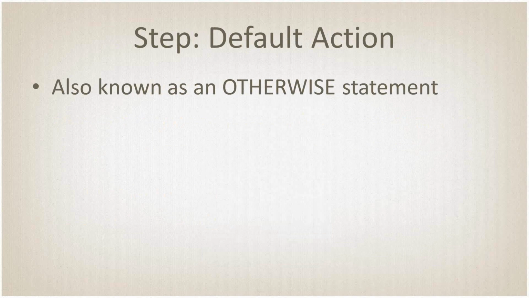Then there's a default action, which is like the final else. So what happens is if none of these things is true, then I want you to do this thing. Okay, so it's the final otherwise. It's probably not the right word to use, but I kind of ran out of terminology here.